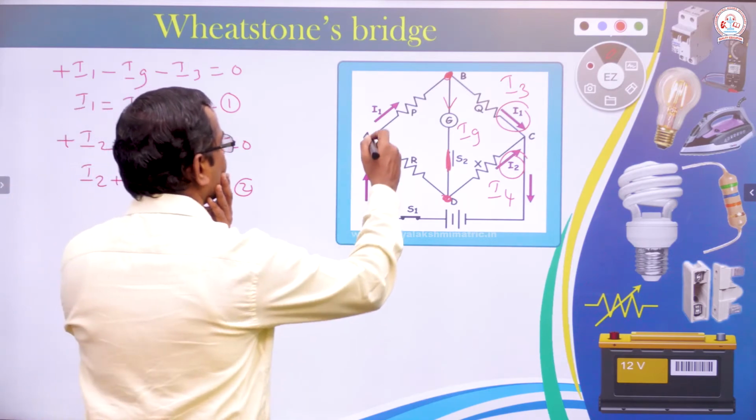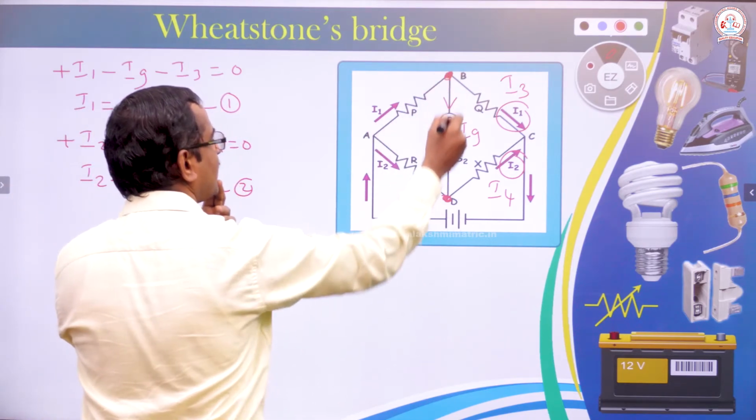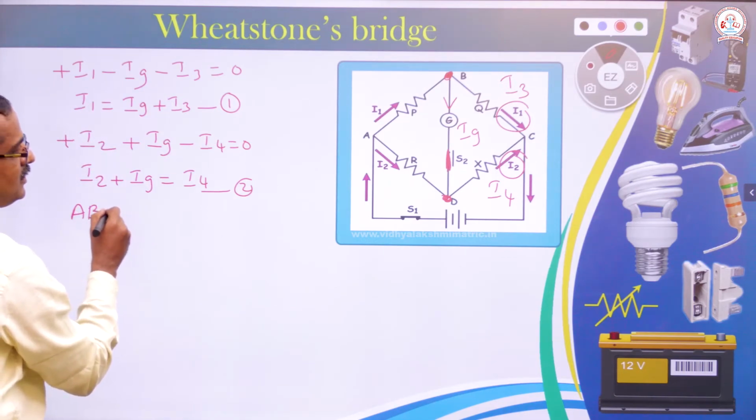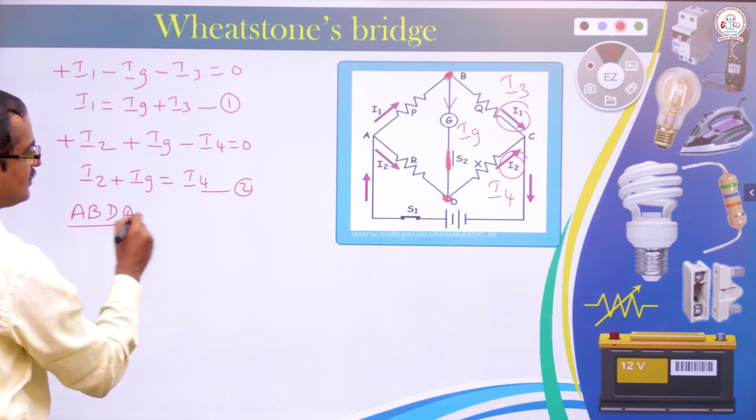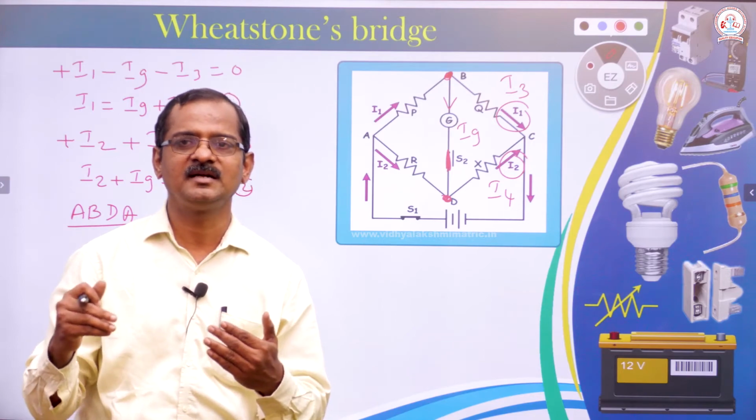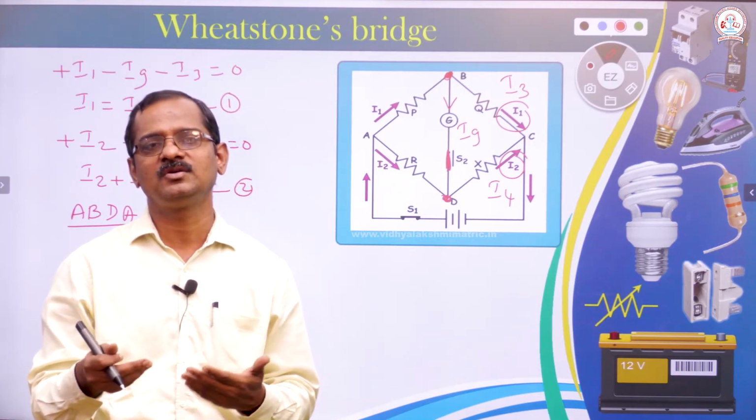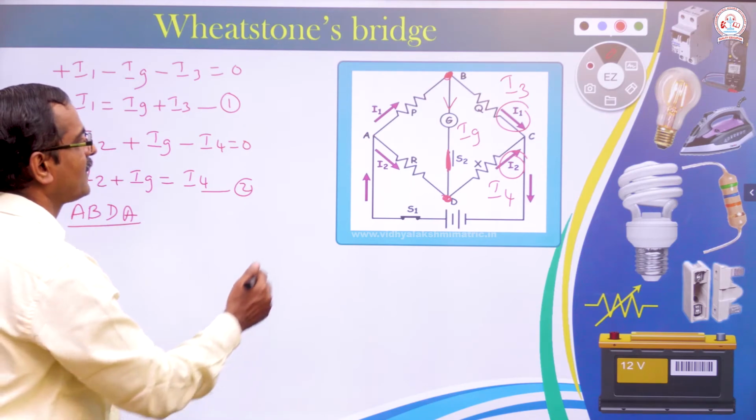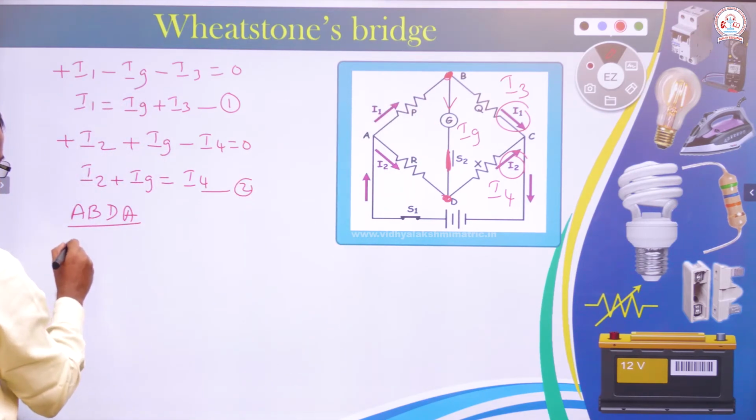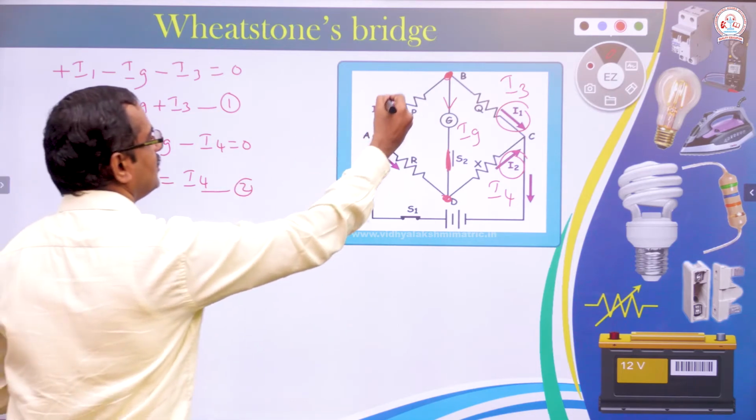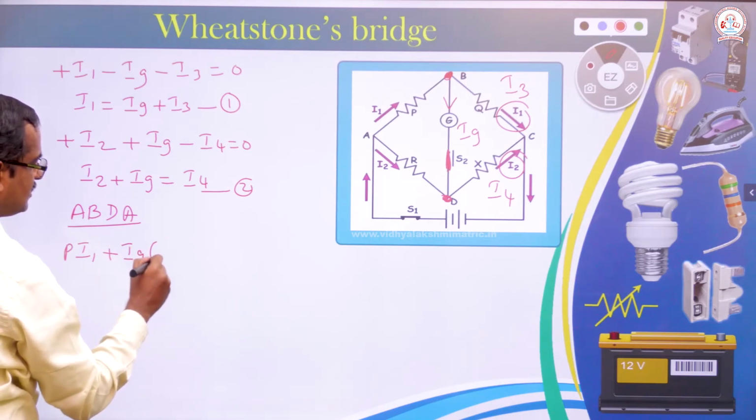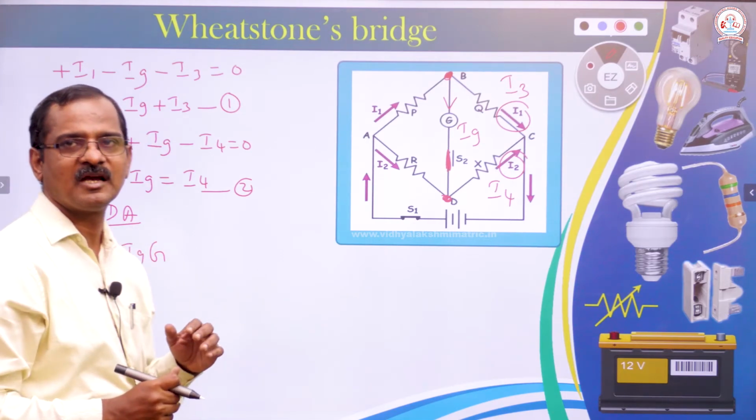Now apply Kirchhoff's second rule to this closed circuit ABDA. Kirchhoff's second rule says the algebraic sum of the product of current and resistance in a closed circuit is equal to the algebraic sum of EMF. So here the product of current and resistance is P into I1, and then Ig into G, where Ig is the current and G is the resistance of the galvanometer.